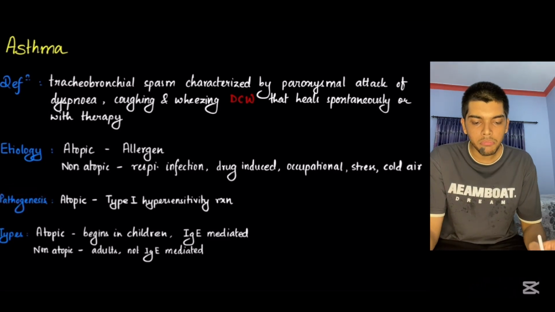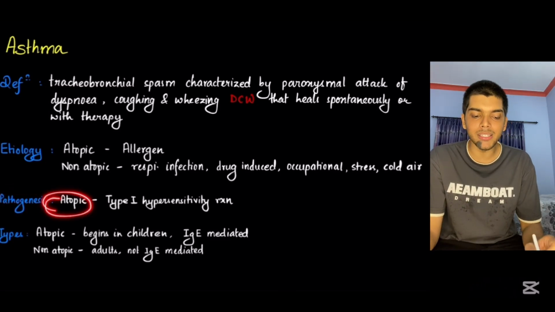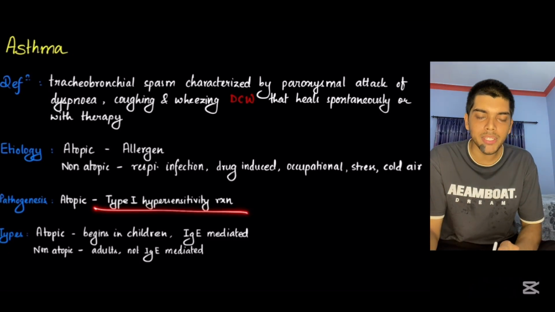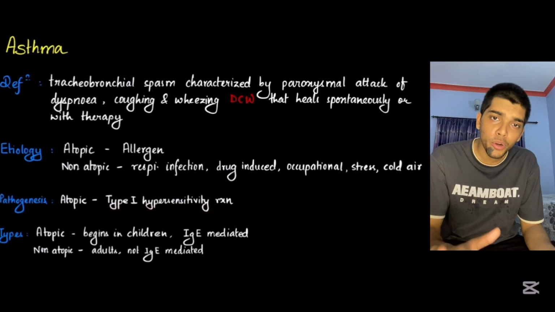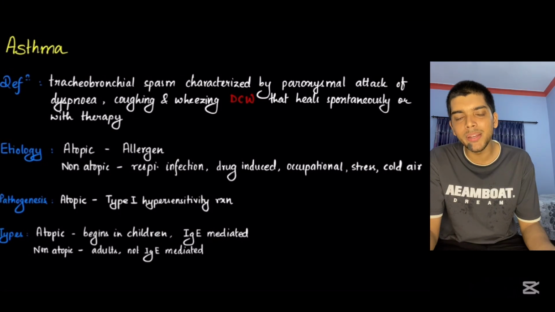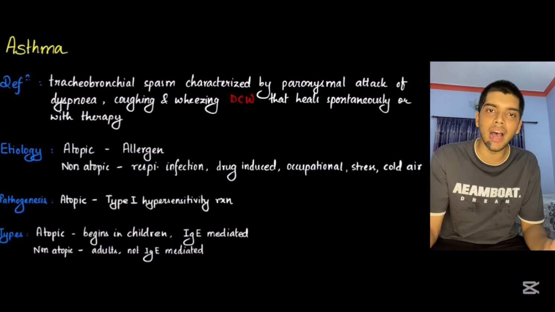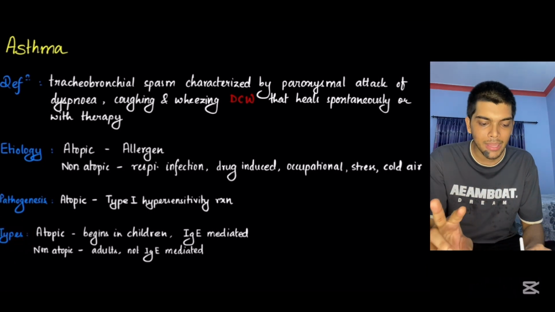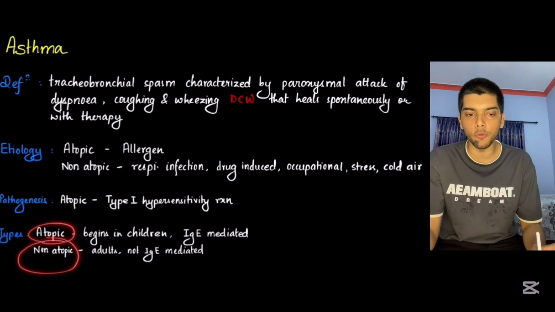Pathogenesis. If we are talking about atopic asthma, the pathogenesis is the same as type 1 hypersensitivity reaction. So go through your book, look at type 1 hypersensitivity reaction, copy paste that in asthma. Alright. Types. You have two types of asthma, atopic and non-atopic.